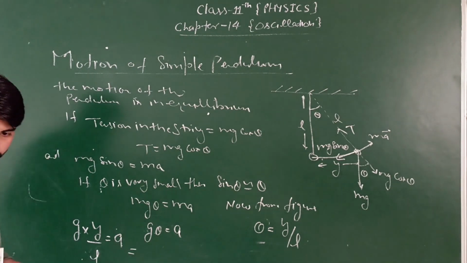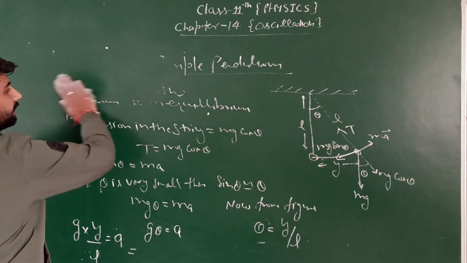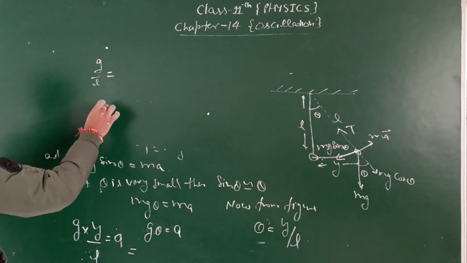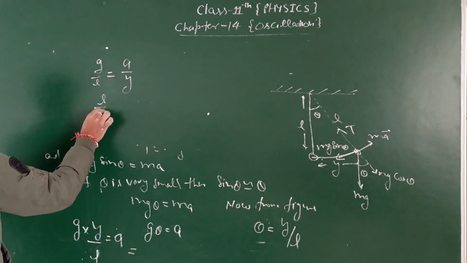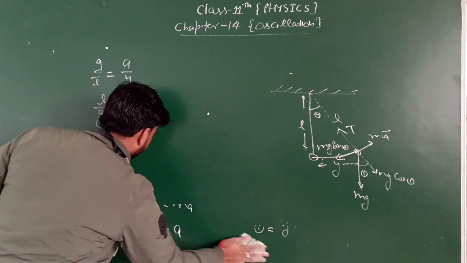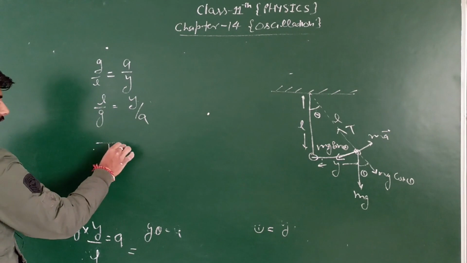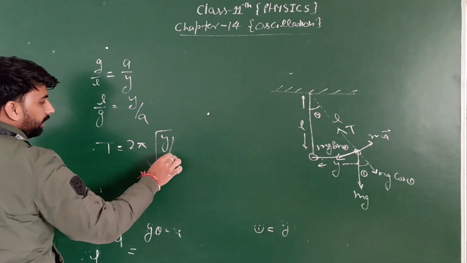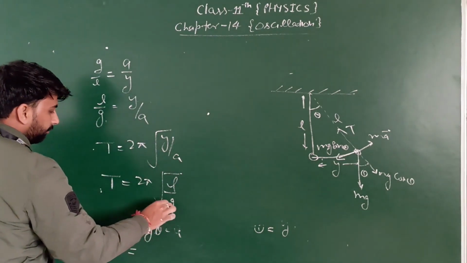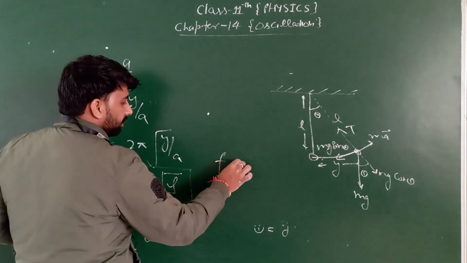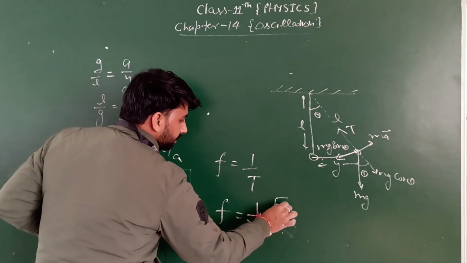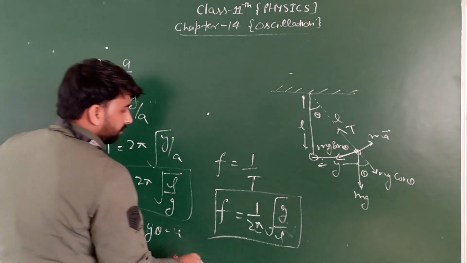So from this we can calculate displacement upon acceleration. So g by l is equal to a by y, and l upon g is equal to y by a. Now we put this value in the formula of time period of simple harmonic motion, T is equal to 2 pi square root of y upon a. So T is equal to 2 pi square root of L upon g. This is the time period of a simple pendulum, and the frequency is the reciprocal of the time period. So f is equal to 1 upon 2 pi square root of g by L. Done.